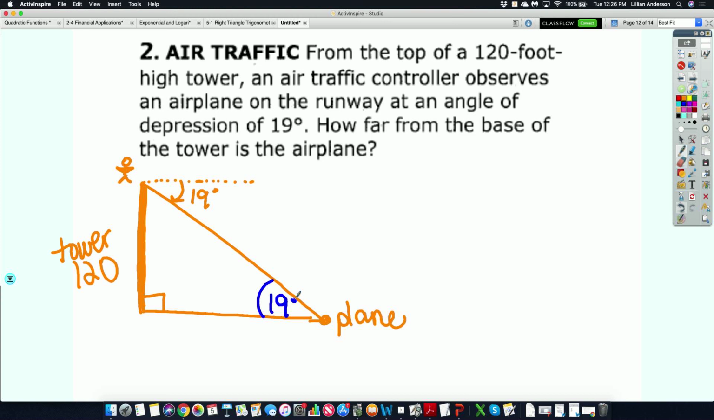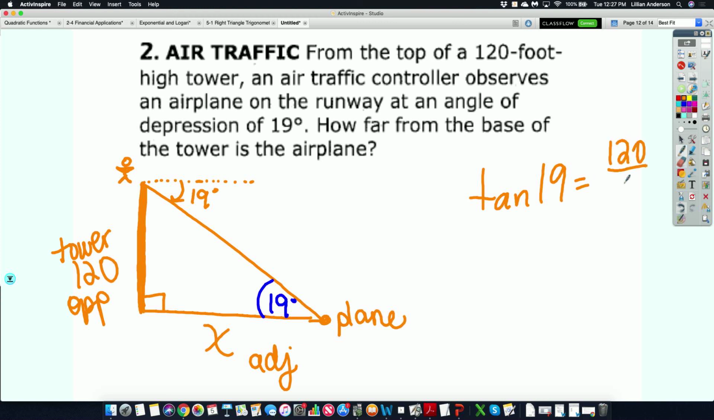How far from the base of the tower is the airplane? Where is my X? It's the adjacent side. X is my adjacent, because this is the bottom of the tower. And 120 is my opposite. Which trig ratio? Tangent. Set it up. Tangent of 19 equals... Careful. This is the right setup. So where's X? On the bottom. So it's not going to be like the last problem.